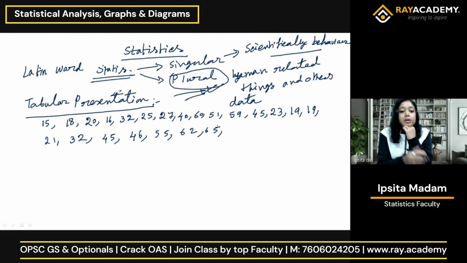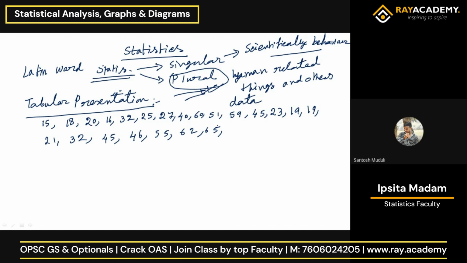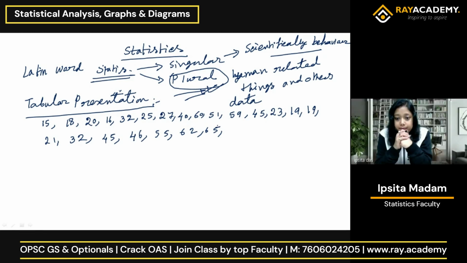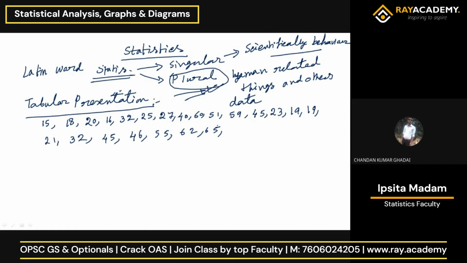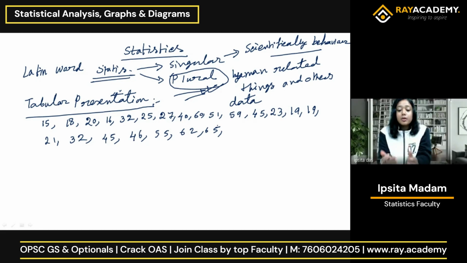Suppose the ages 15, 18, 20. First we observe what the lowest age is here. What is the lowest age? 15. And the highest? 65. Very good.